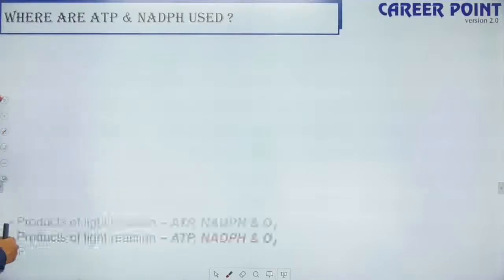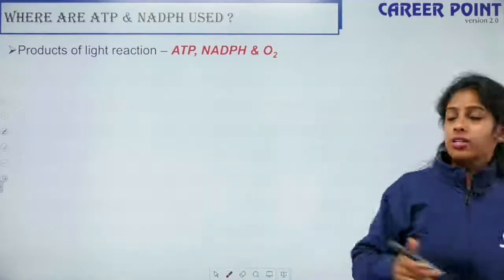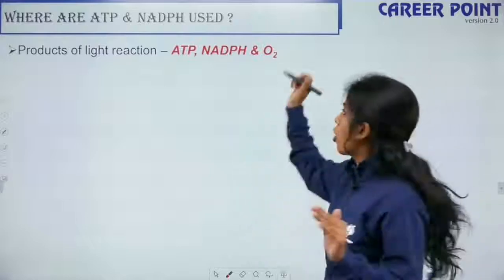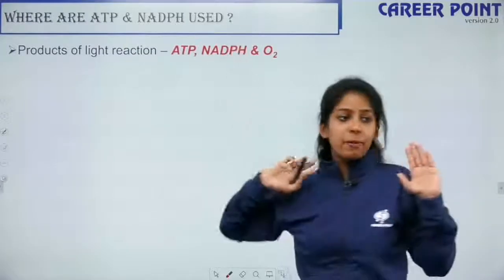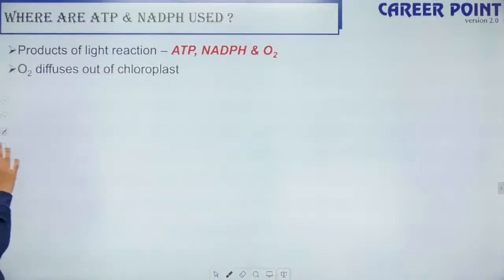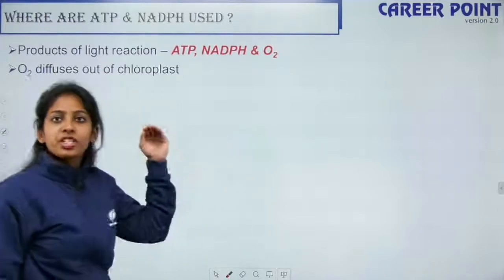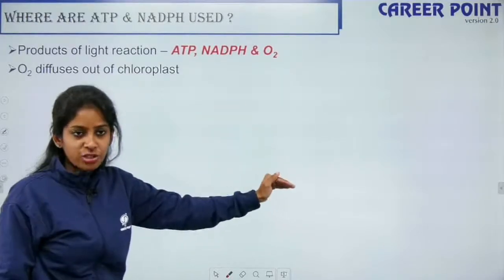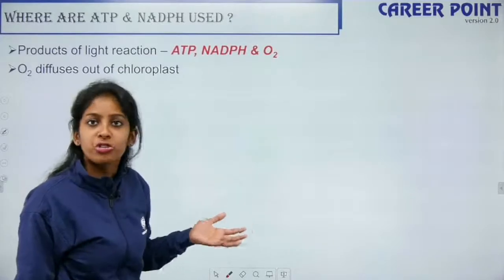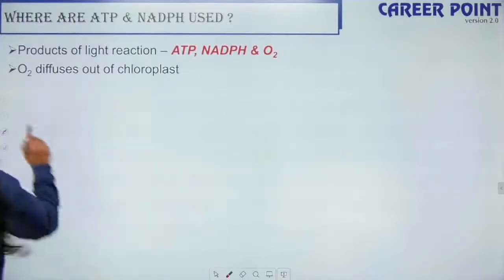So where are the ATP and NADPH used? The products of light reaction, to give you an understanding, are ATP, NADPH and oxygen, right? So you understood how oxygen is formed, how ATP and NADPH are formed, right? So we are going to the next part. Oxygen diffuses out of the chloroplast because it gets ready for respiration. When we talk about the next chapter, that is respiration, which is in line in NCERT, you will understand how oxygen is being utilized there. So the fate of oxygen is that it goes into the mitochondria.